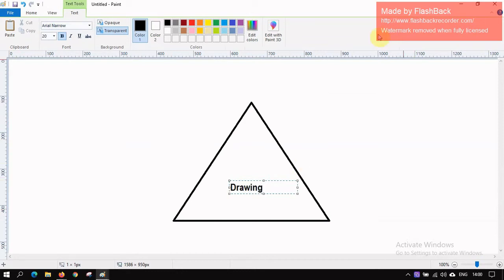Any drawing considers three aspects. What are the three aspects? The three aspects of drawing are, number one, sketch. Is the spelling right? Sketch. Yes, it's right. Now, next is plotting. Next is measuring. Fine.